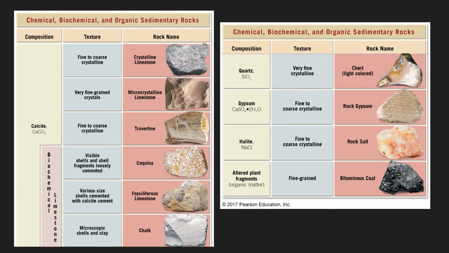Chemical sedimentary rocks are usually due to water carrying ions in solutions. These ions will precipitate as solids to form chemical sediments. These include calcite. Calcite's a big one. And you'll get things like limestone, travertine, you'll get chert, gypsum, rock salt, and coal. And then you have your biochemical, which are from organisms, where you get things like coquina, which are little shells that are very visible. You have fossil limestone, where you can actually see the shells in it. And then you have chalk, which is microscopic shells in clay.